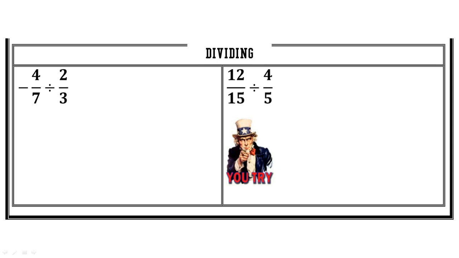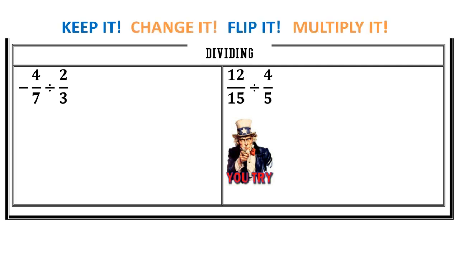Dividing fractions is very much related to multiplying fractions. You have to remember to keep it, change it, flip it, and then multiply it. A lot of students forget that last step. Keep it, change it, flip it turns division into multiplication, but you still need to complete the multiplication.